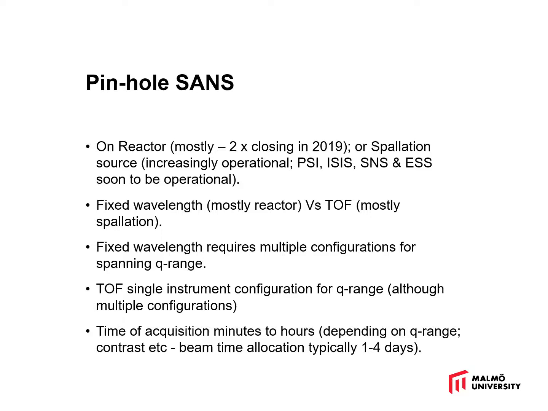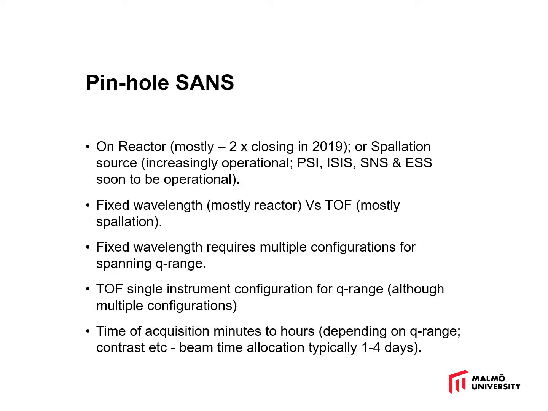constraints on measurement time are really quite different on a reactor than, well, for neutrons in general, than for synchrotron SAXS. By contrast to the fixed wavelength instrumentation, the time of flight instrument requires a single instrument configuration for a Q range. This means they're good for kinetics. There's some flexibility in the Q range that you can have, but generally you measure at a single configuration for an experiment.